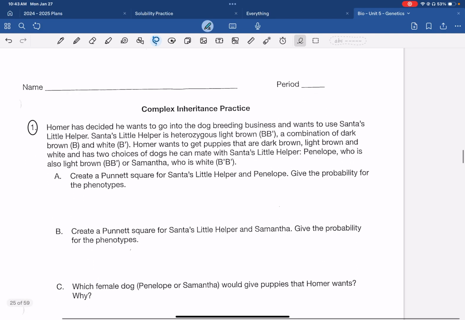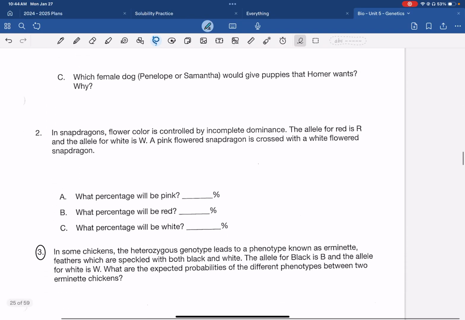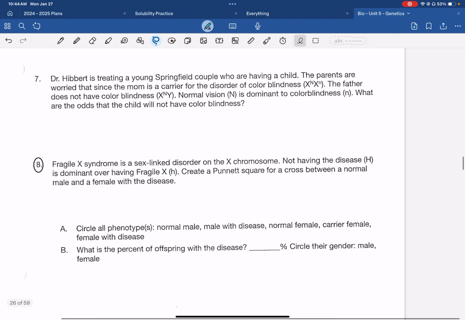Hey y'all, I wanted to do a quick review. Some of these I already went over, but for those of you who may have missed, I want to do some practice over complex inheritance. Remember, complex inheritance is not just about having a dominant allele and a recessive allele like in Mendelian inheritance. There are a few other inheritance patterns, and I'm going to go over four of those.